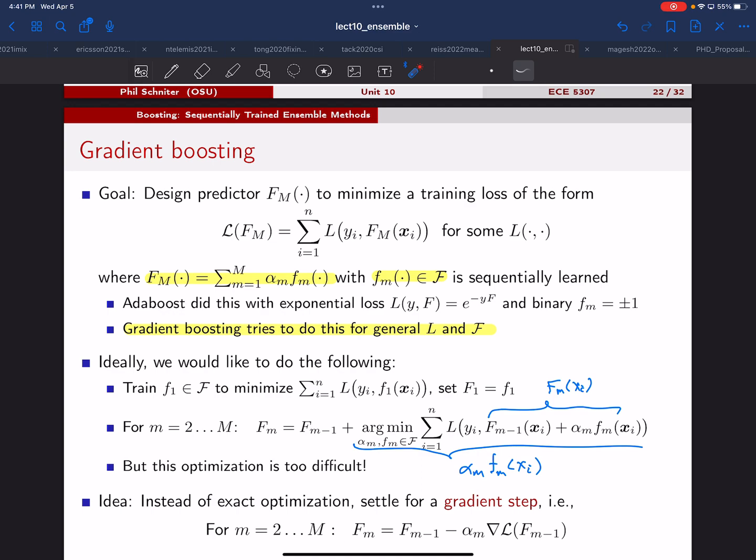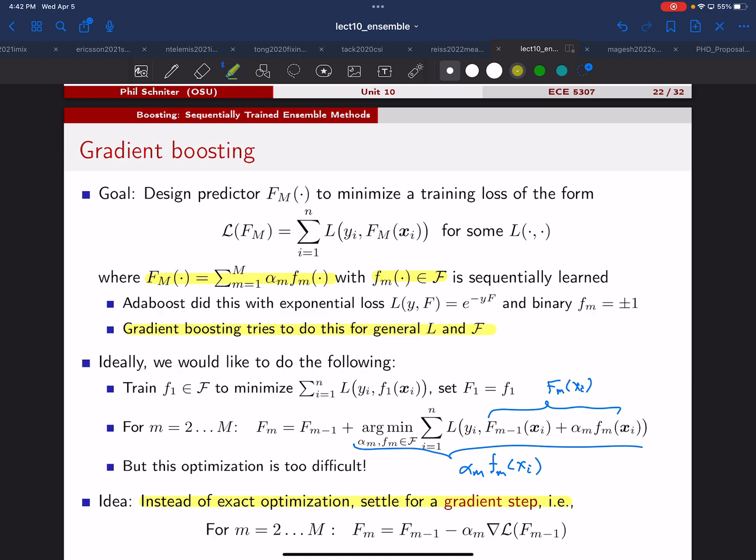Okay. So this is what we would like to do, but this problem is often too difficult for generic losses and predictor architectures. So we can't attack this directly, so we're going to make an approximation. Instead of looking for an exact optimization, argmin, why don't we consider a gradient step? Imagine we can compute a gradient, and then we can move in the direction of that gradient to not perfectly minimize or optimize, but to decrease the loss. That's the idea behind gradient boosting: rather than exact minimization, settle for a gradient step.